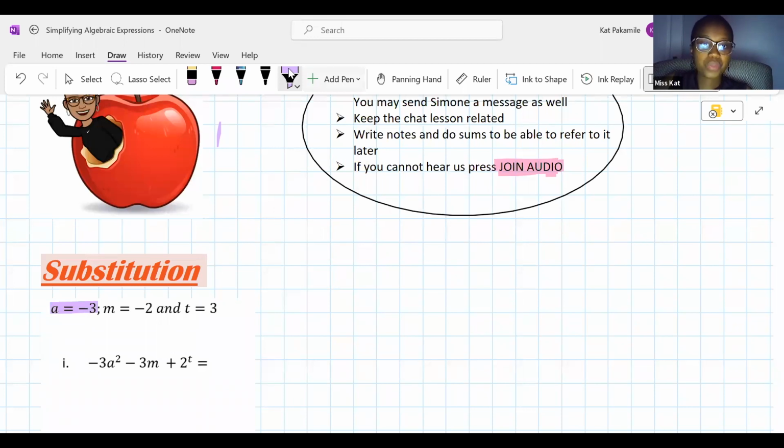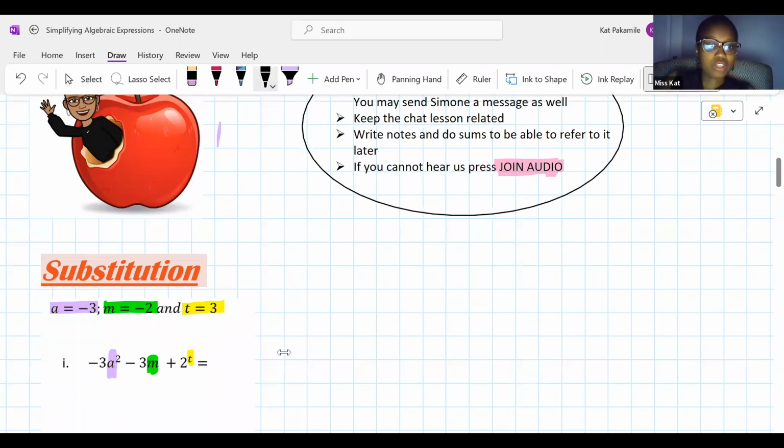What this means is wherever you see a T, you're going to put in 3. Wherever you see an M, you're going to put in -2. And wherever you see an A, you substitute -3. I think that's a pretty simple and straightforward concept, but obviously we have to practice it. We have to implement it.